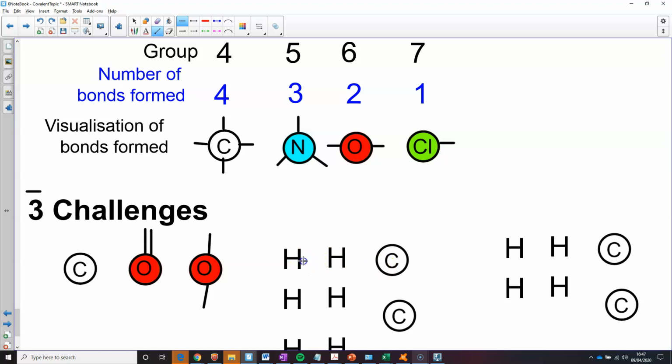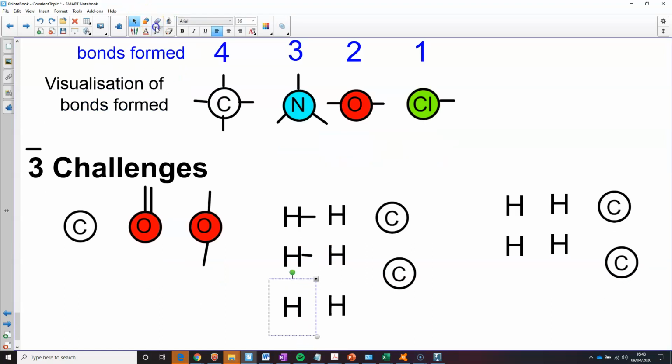The other challenge is seeing if you can think about a way of combining 6 hydrogens, each of which forms a single bond, and 2 carbons which obviously form 4 bonds. So have a go at doing that. Pause the video and then come back to seeing how you're doing. We're going to go through that one and that one. So you might want to have a go at this one first, then push play and see how you're doing.